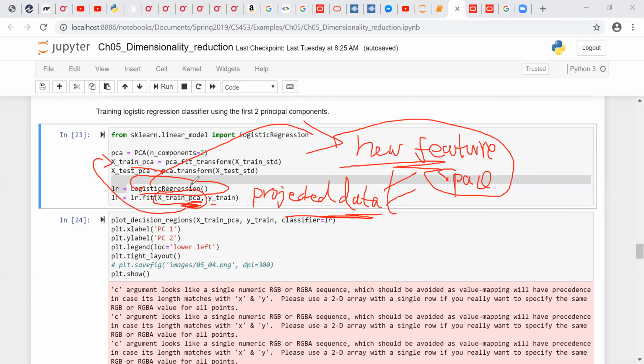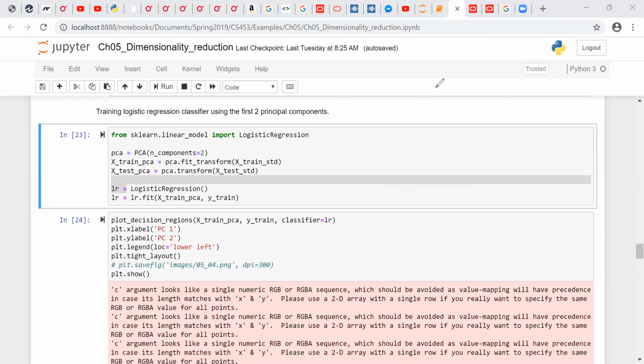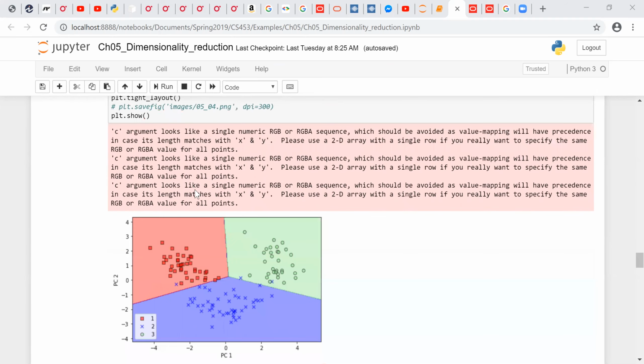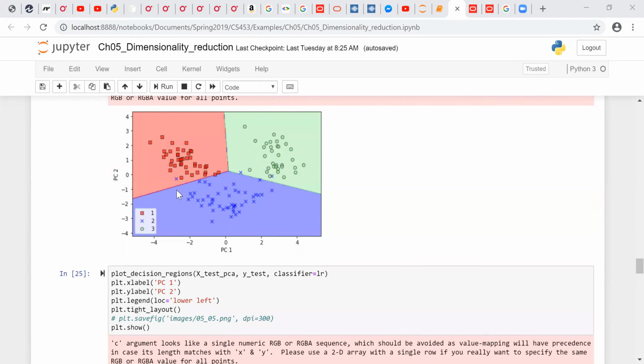And then in this regard, your model training is on the new feature space, okay? We need to keep that in mind. And then you can see after you apply PCA with the new feature space, then we apply the logistic regression, etc. And you can see, yeah, it can classify quite well here. It shows us the result, etc.